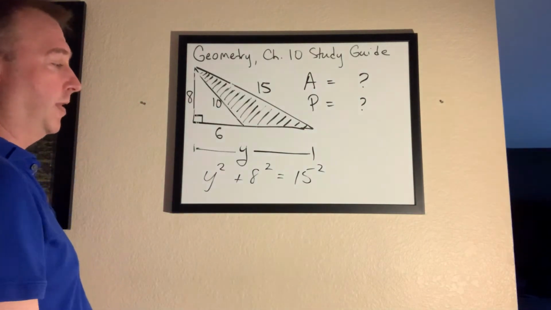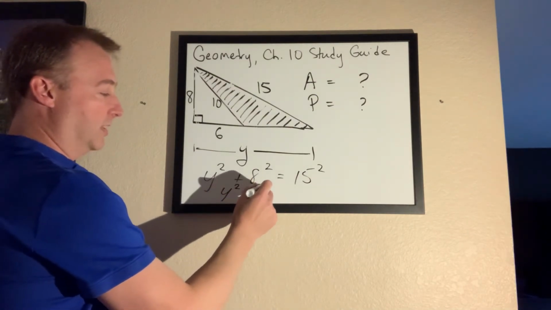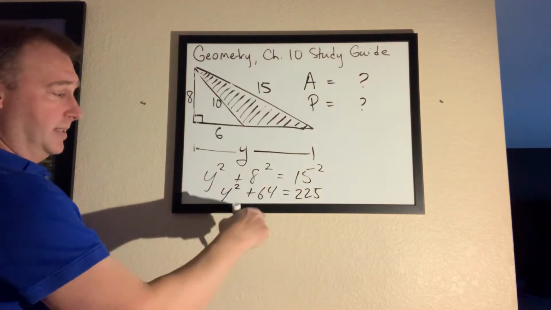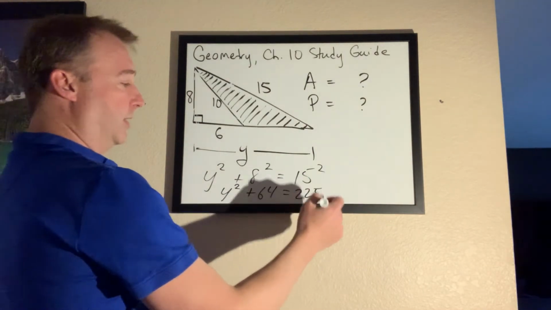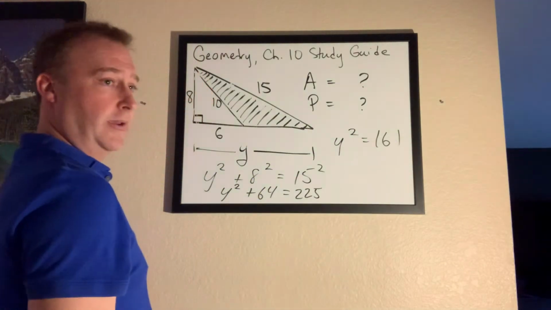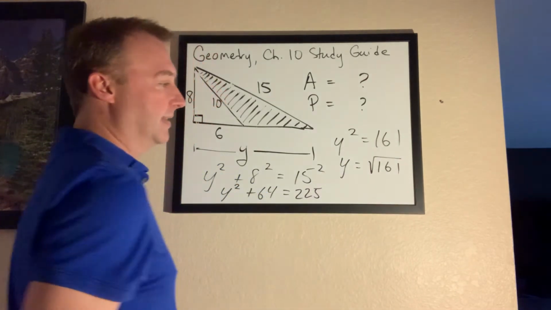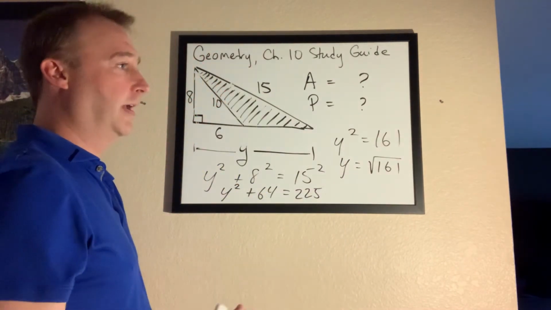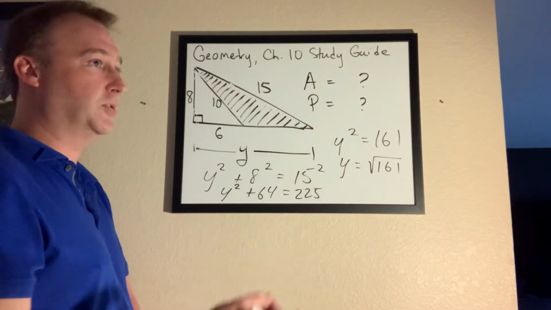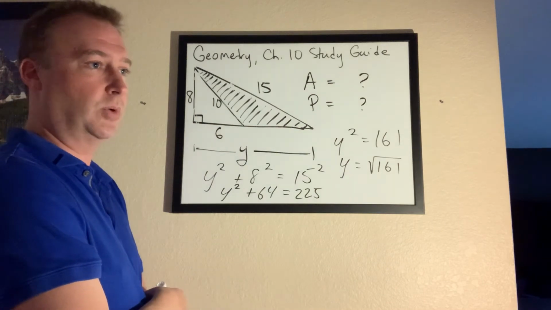If you work that out, y squared plus 64 equals 225, and you subtract 64 from both sides, you get y squared equals 161, and y then will be just the root of 161. That's not a pretty value, I get that. I'll give you a little hint: if you're watching this video on the actual test, the values will be clean or whole numbers. But it is what it is. Just leave that as root 161.